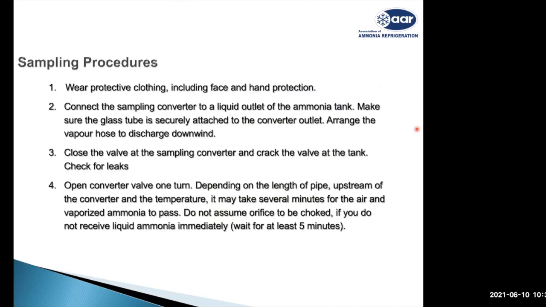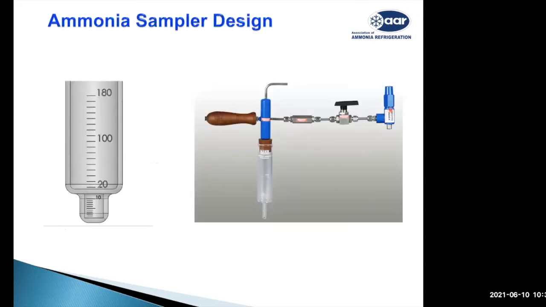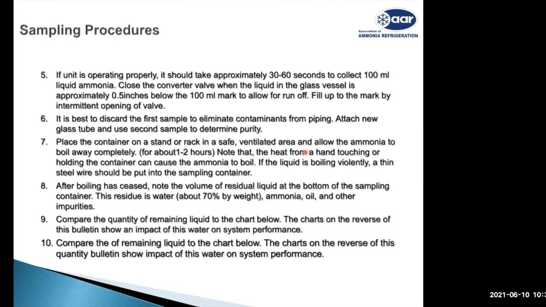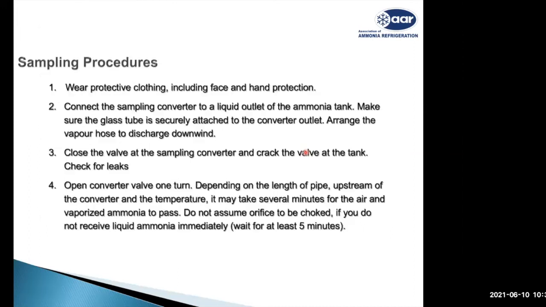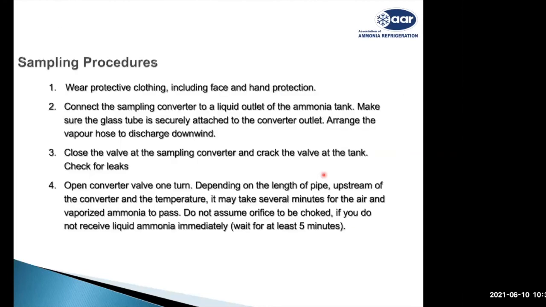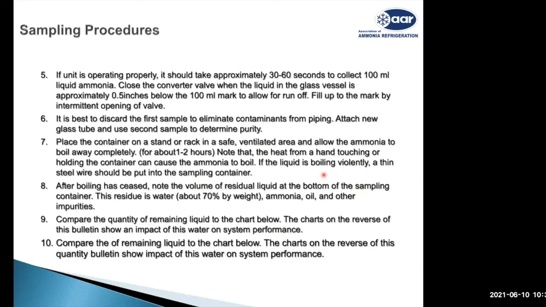If it contains more dirt or oil only, then remove this tube, replace it with a fresh one, and connect the sampler again. Once you have collected the sample, wait for at least 5 to 10 minutes, and then take this ammonia sampler out and put it onto a stand where it will be kept at ambient temperature.